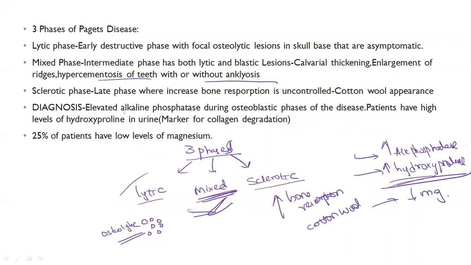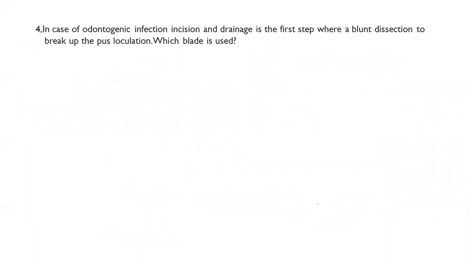In mixed, you see calvarial thickening with or without ankylosis. You can see hypercementosis of the teeth, and you can see enlargement of ridges. And in the sclerotic phase, the bone resorption is uncontrollable. For diagnosis, alkaline phosphatase is elevated, hydroxyproline is elevated, and 25% of the patients suffering from Paget's disease have lower levels of magnesium.